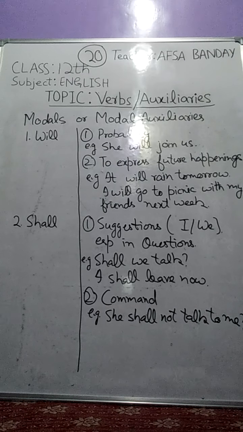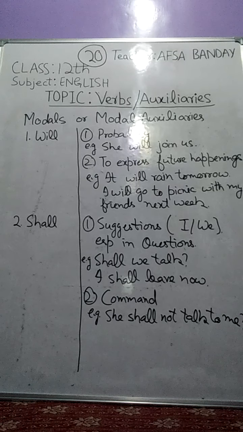Now let us discuss modals or modal auxiliaries. First we will start with the weakest, and then gradually we will move to the strongest modal. First we will start with will. Will is used in case of probability. That means where you are not certain about something. Like we say, for example, she will join us. That means you are not certain. There is probability in it. She will join, she may join, or she may not join.